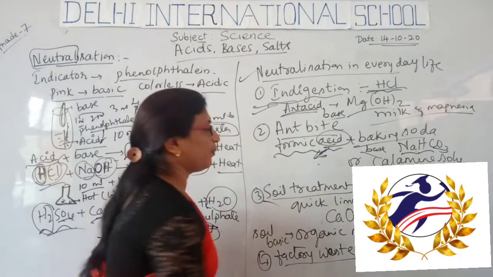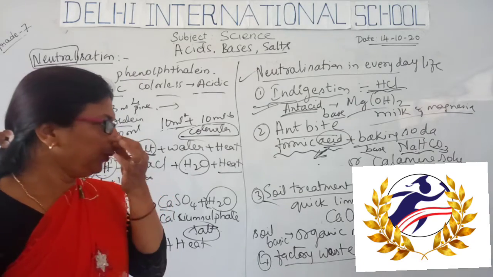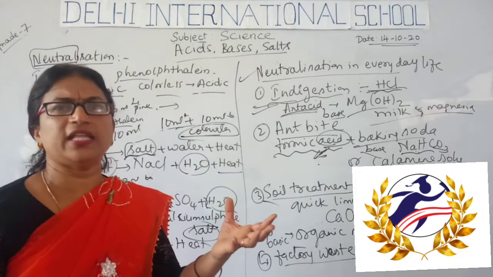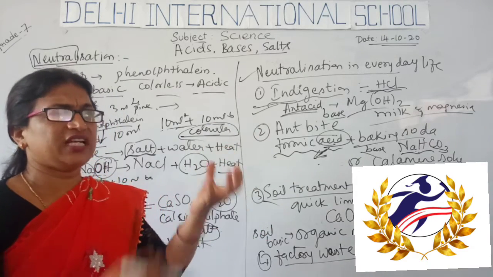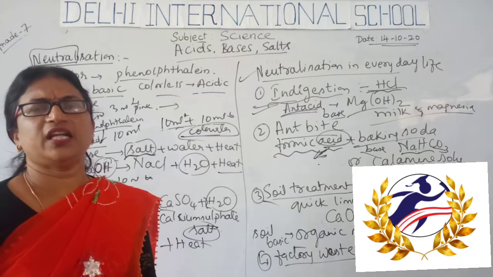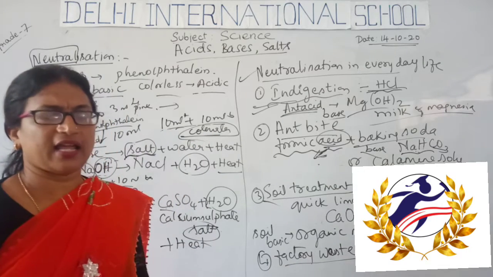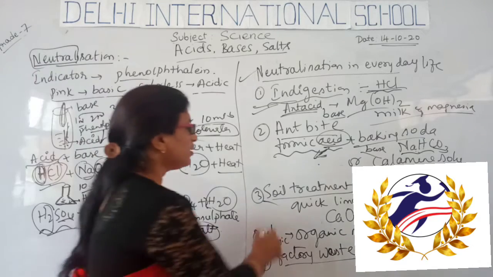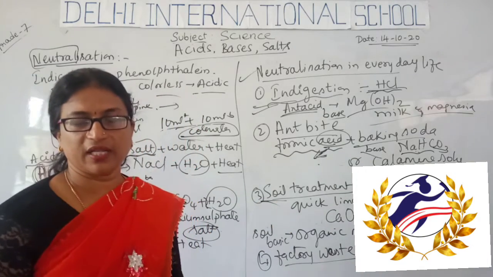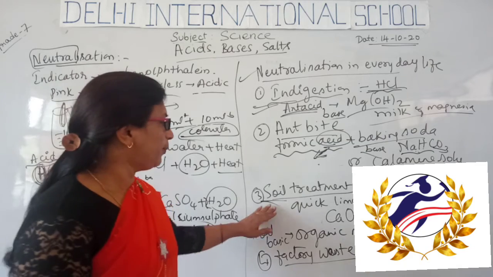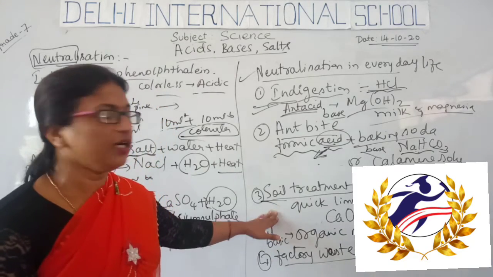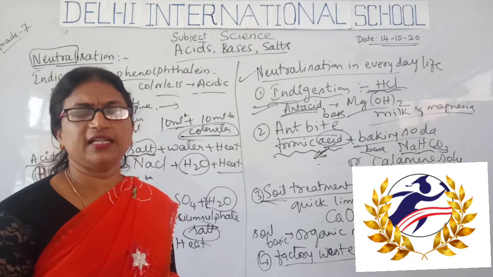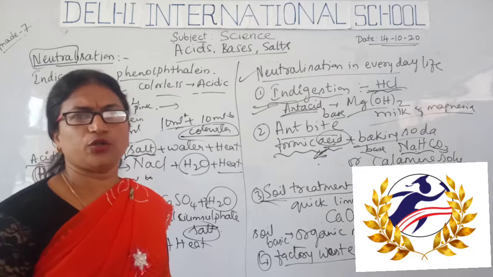Next is soil treatment. We know that during acid rain, due to dust, dirt and air pollution, the rain which comes carries the acid and makes the soil acidic in nature because of the pollution. So the soil becomes acidic in nature. That's why the crops will not grow properly. In acidic condition of the soil, crops will not grow properly.